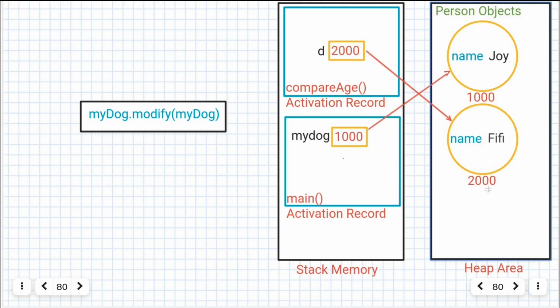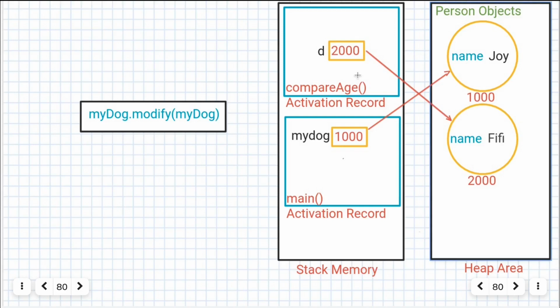Let's assume its address is 2000. The 2000 address will be assigned to this reference D. Now D is no longer pointing to this first object, now it is pointing to this newly created object. Will this change be reflected in the main method or not?